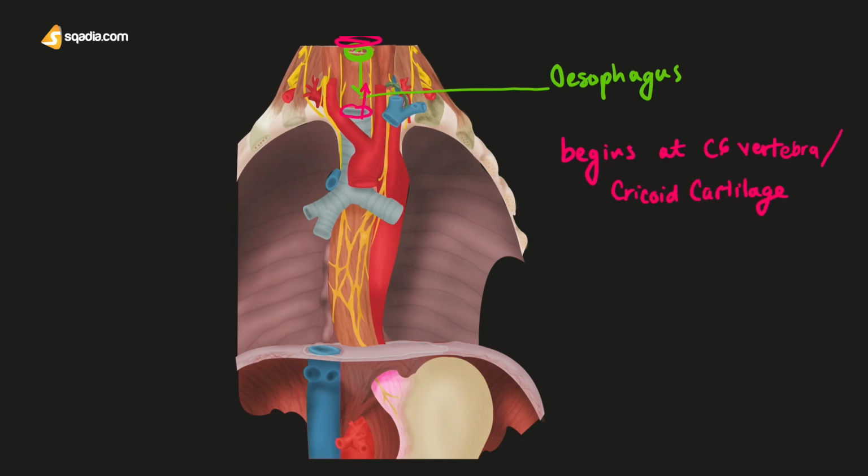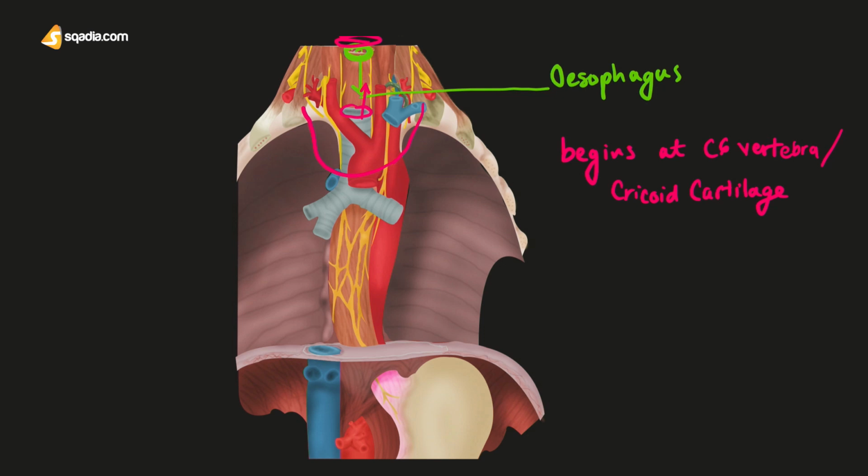Okay, and it passes downwards behind the trachea and enters the thoracic cavity via the superior thoracic aperture into the mediastinum. So let's look at the thoracic aperture. It is right over here. See, this is our first rib.